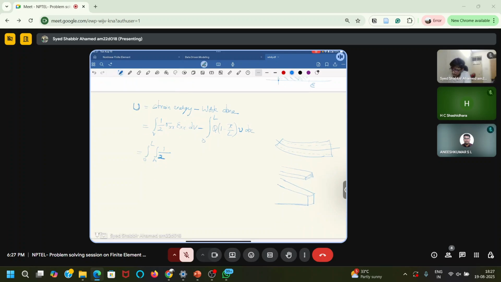So by Hooke's law we also know that sigma xx is equal to E into epsilon xx. This is Hooke's law. Now I can replace epsilon xx here, and I can write epsilon xx is equal to sigma xx by E. So here it will come sigma xx square dA, and I am making this volume integral into an area integral, area into length. So that's what I am doing here, and this will remain the same.